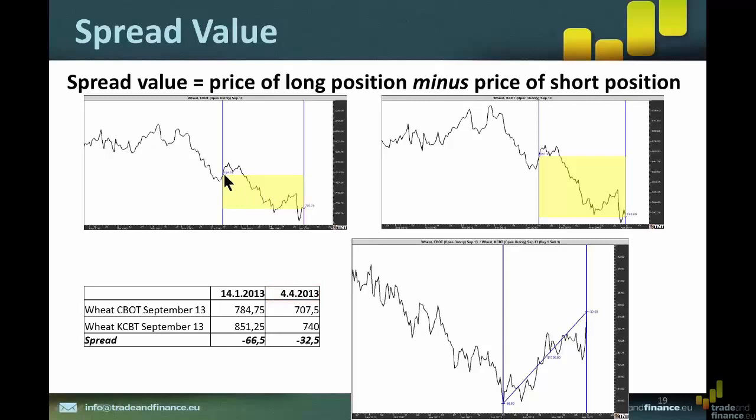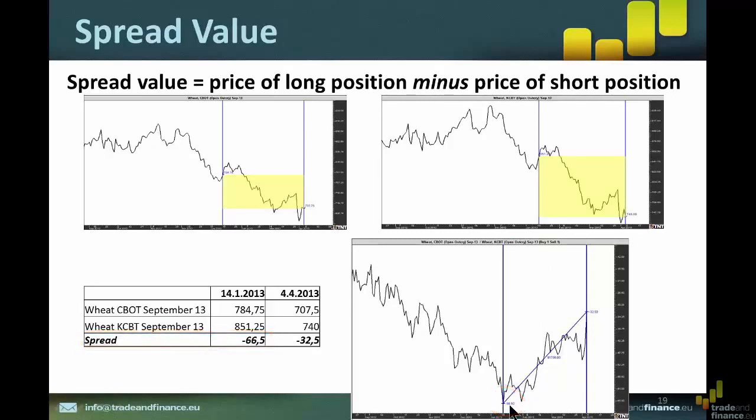And we can see that in case of the Chicago wheat, the price was declining. And in case of the Kansas wheat, the price was declining as well, but it was declining much faster. So, how to calculate the spread? The spread is always the value of the long position, which is this, minus the value of the short position, which is this. So it's the value of the Chicago wheat, 784.75, minus 851.25, which is the value of the short position. And we get the value of the spread. It's minus 66.5. And this is what we can see here on the spread chart.